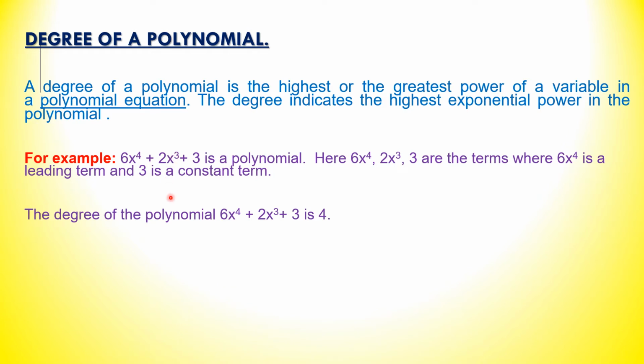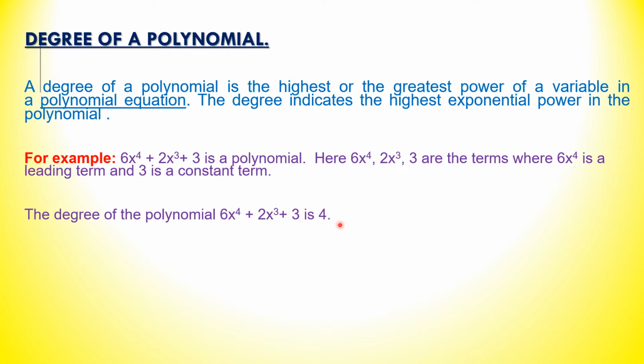The degree of the polynomial 6x to the power 4 plus 2x to the power 3 plus 3 is 4, because in this expression we see that 4 is the highest or the greatest power of the variable. So the degree indicates the highest exponential power. So we can tell that the degree of this polynomial is 4.